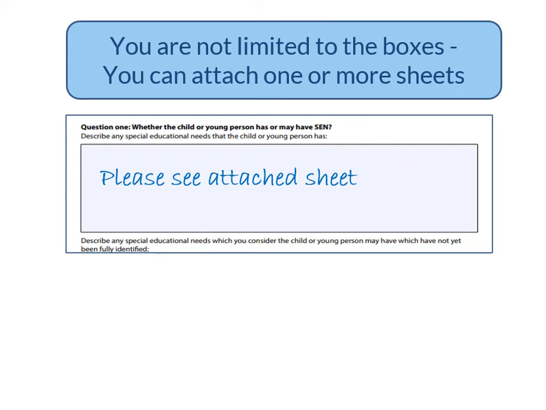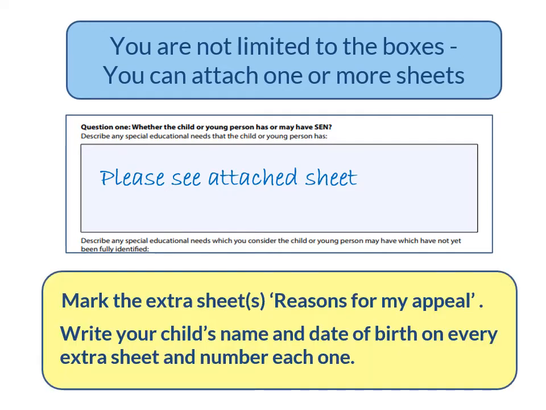You are not limited to writing in the appeal form boxes. You can write, "Please see attached sheet" or sheets on the appeal form and attach one or more extra sheets to the form. However, it is important to mark the sheet or sheets "Reasons for my appeal," to write your child's name and date of birth on every sheet you attach, and to number each one. This will help the tribunal access your information more readily if any sheets become unattached or dislodged whilst they are being read.